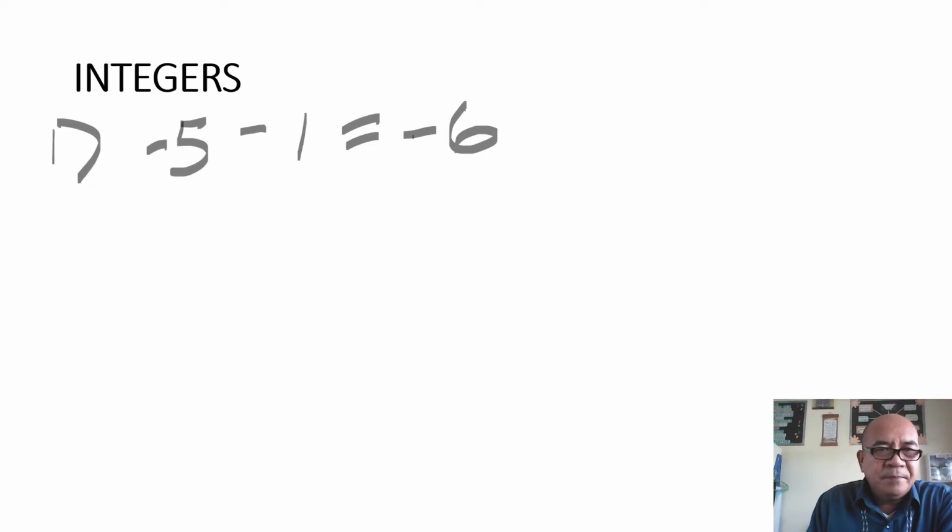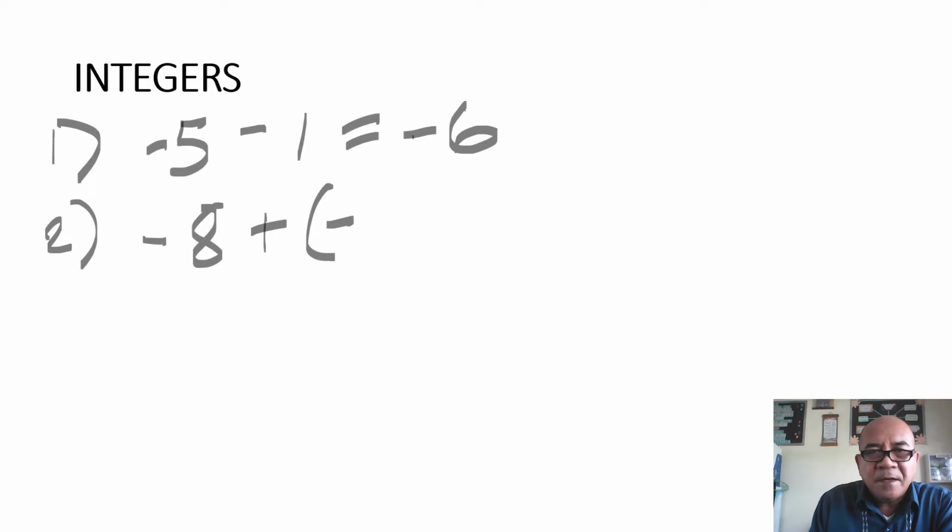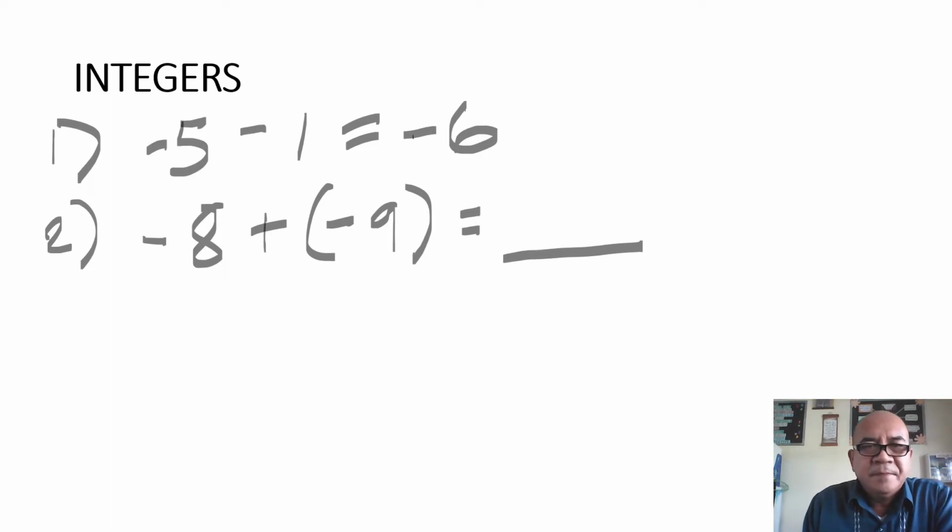Okay, next. Number 2. Okay, negative 8 plus negative 9. Okay, dito tayo mahirapan, ano? So, ito po ay addition. The operation here is addition. So, negative 8 and negative 9.